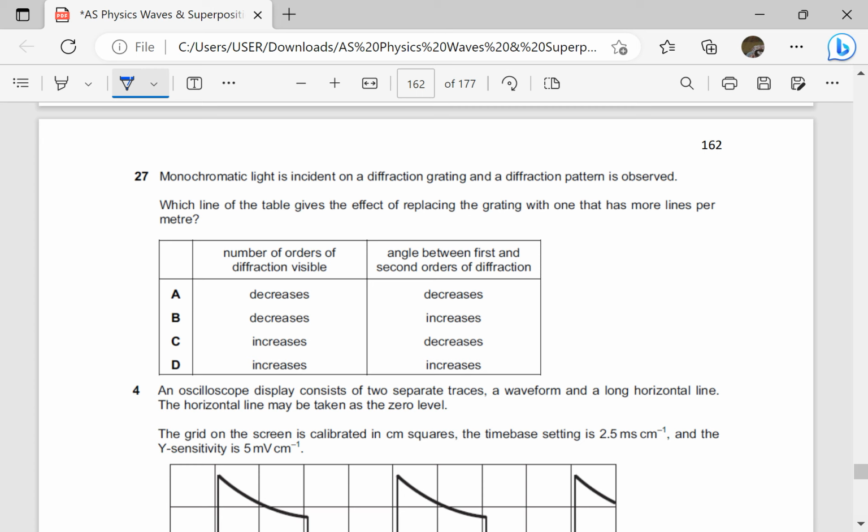Monochromatic light is incident on a diffraction grating and a diffraction pattern is observed. Which line of the table gives the effect of replacing the grating with one that has more lines per meter? More lines per meter.